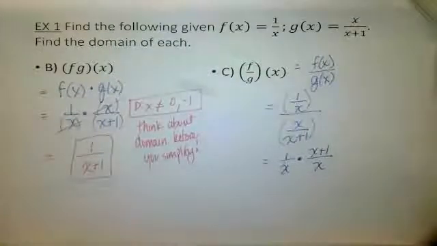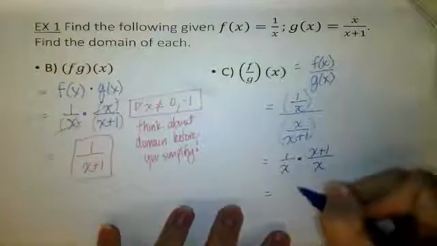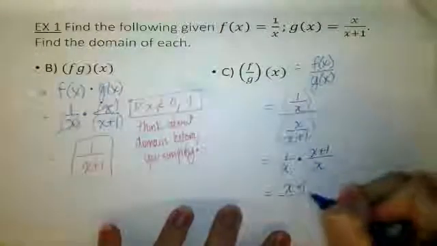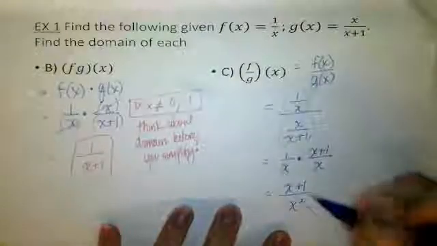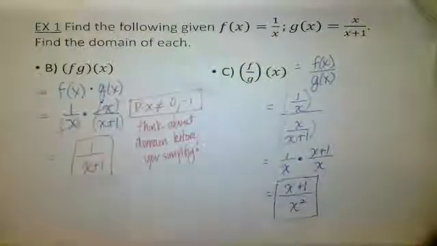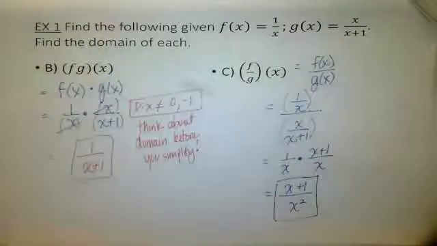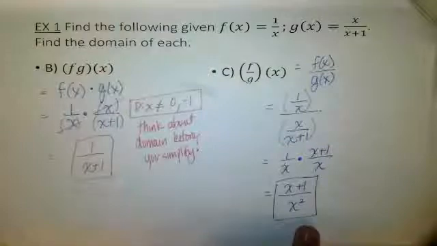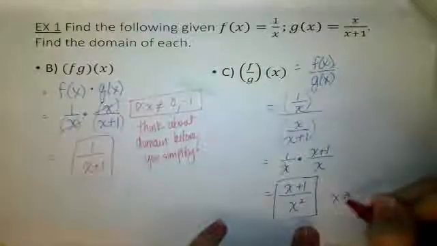And again, we're multiplying fractions. We just multiply straight across. Does this one clean up much? No, it doesn't. We get x plus 1 over something funny. It's really annoying. All right. What's the domain of this? X cannot equal 0.